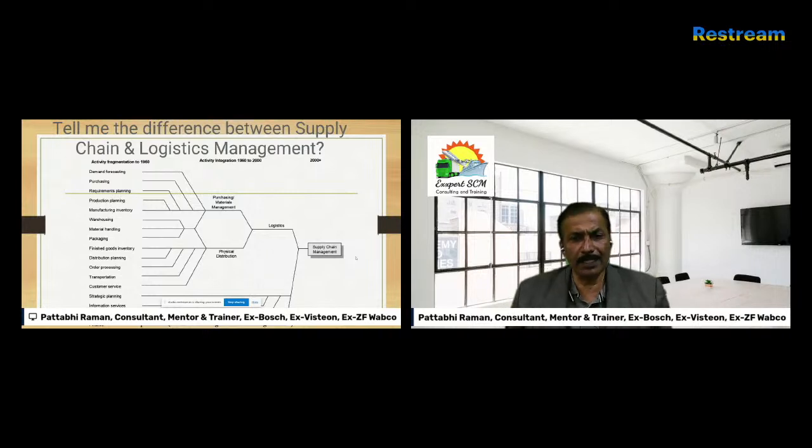Hope this is clear. So you have to explain how it was earlier and how it is in the current situation. Currently logistic is restricted to only a few activities when compared to two or three decades ago, and most of these activities were taken over or put into other subsets within supply chain management.